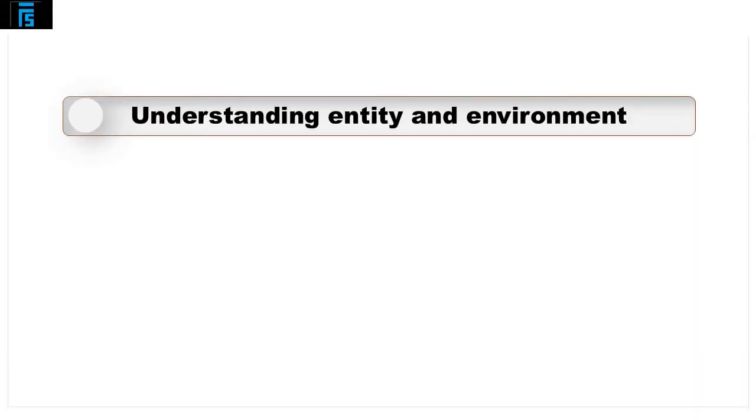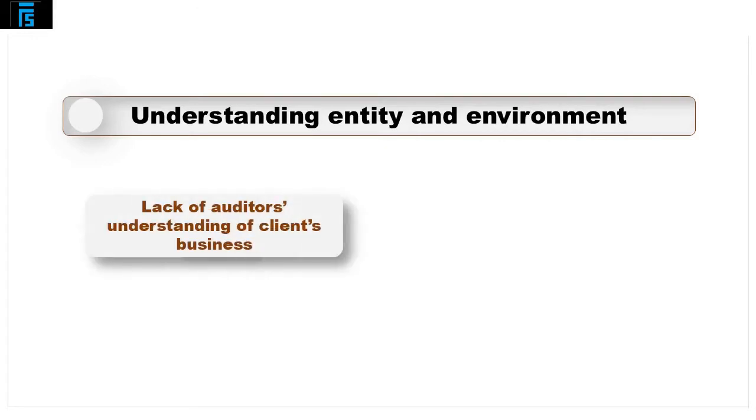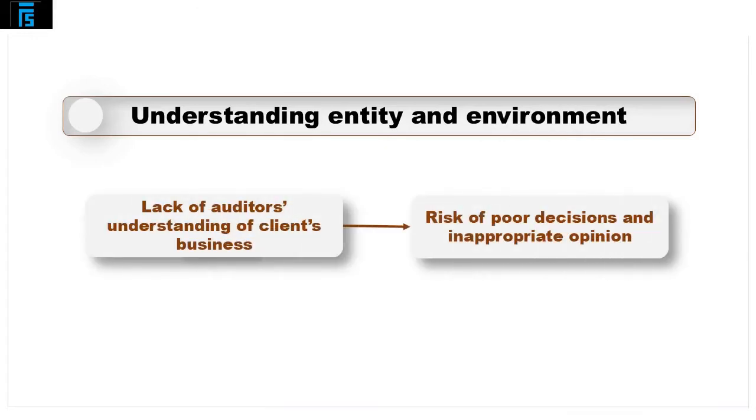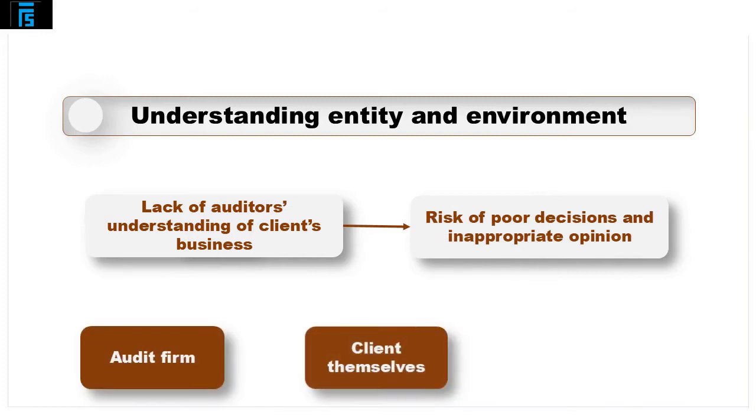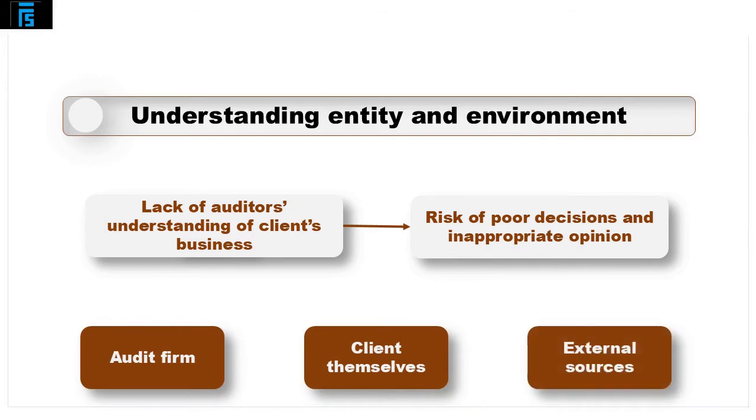Understanding the entity and its environment is important, as if the auditor lacks a fundamental understanding of what the client does, there is a real risk that they may make poor decisions and issue an inappropriate opinion. Thorough investigation of what the client does through the audit firm, through the client themselves, any external sources, and using the auditor's expertise will enable them to find anything that could indicate the audit risk could be higher than expected.